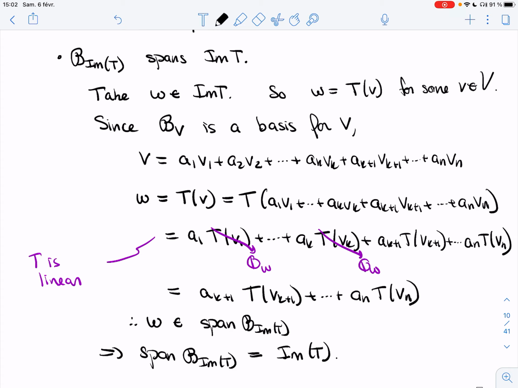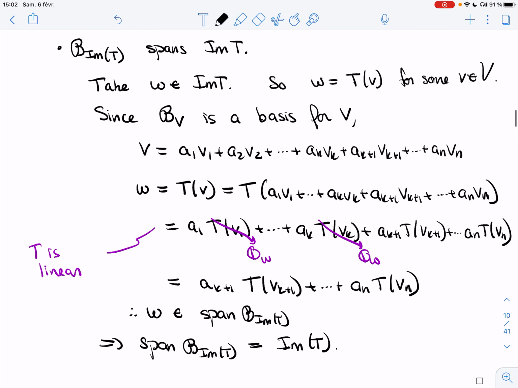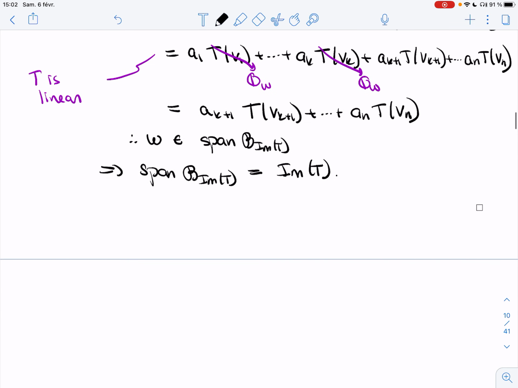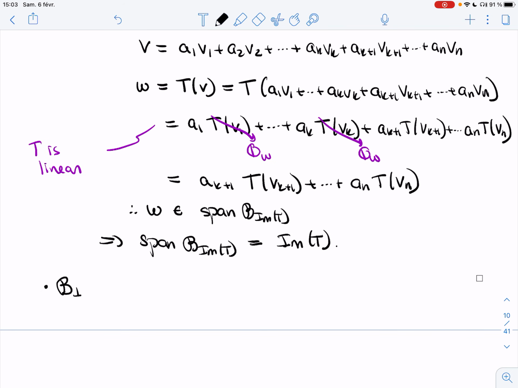All right, that's part 1. We proved that this spans the image of T. Now we want to prove it's linearly independent. I'm going to move to the next page. Let me start here so you can still see. I want to prove B image of T is linearly independent.